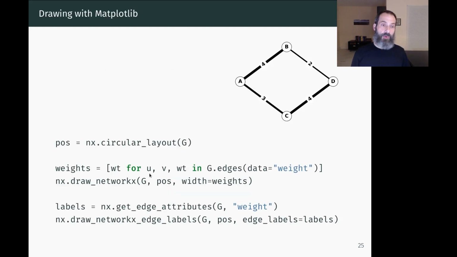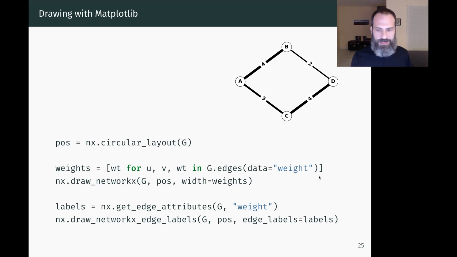We also provide drawing and visualization routines. So the primary way we provide graph drawing and network drawing is through Matplotlib. So this graph I showed you earlier, this is how you go about drawing it. So first I used a circular layout just because I wanted it to look nice. And then I wanted to draw these edges weighted. So I first needed to figure out what the widths of these edges would be.